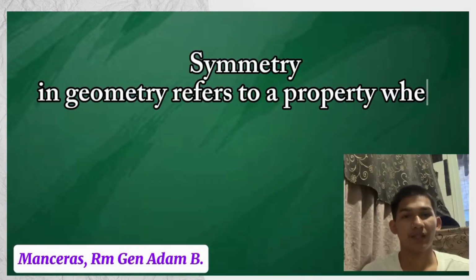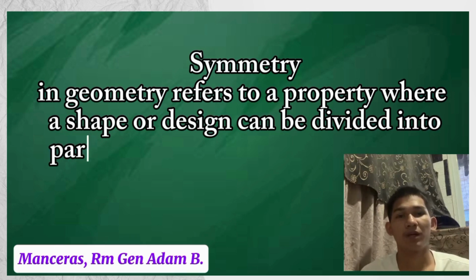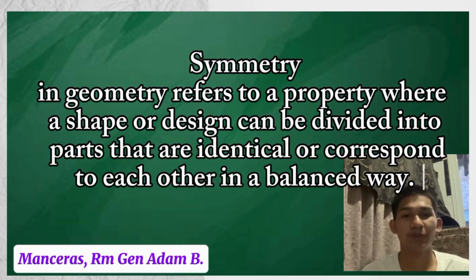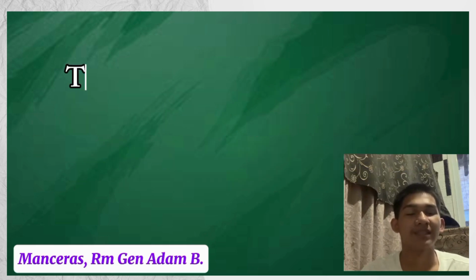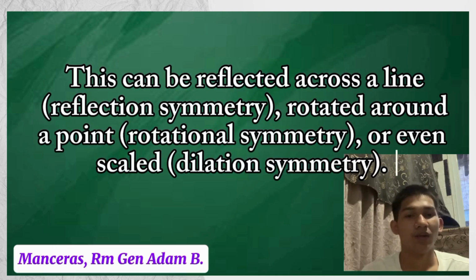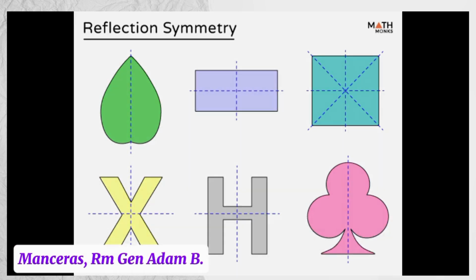So symmetry in geometry refers to a property where a shape or design can be divided into two parts that are identical or correspond to each other in a balanced way. This can be reflected across a line, or reflective symmetry, rotated around a point, or rotational symmetry, or even scaled, or dilation symmetry.